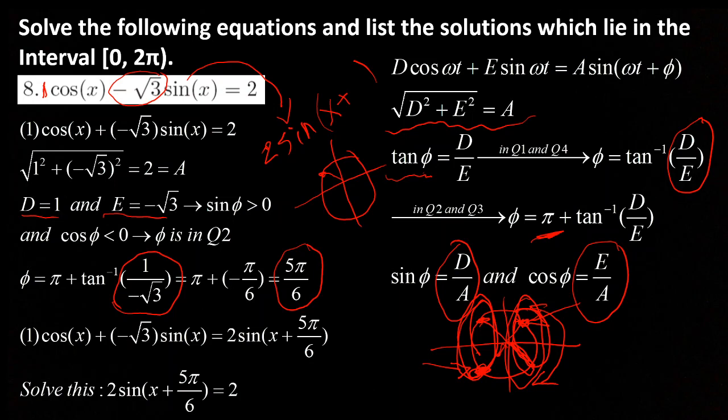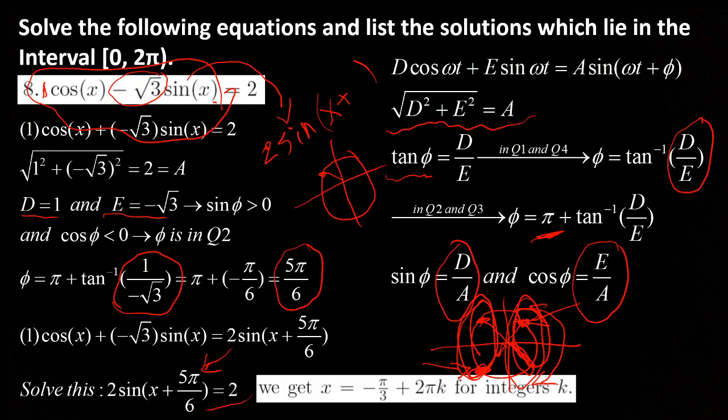So if I put 5 pi over 6 here, then instead of all that equals 2, we could just put this equals 2, right? And solve that. And everybody knows how to solve that. That's an easy one to solve. Because you just divide by 2 and then take sine inverse of both sides and you have the answer.